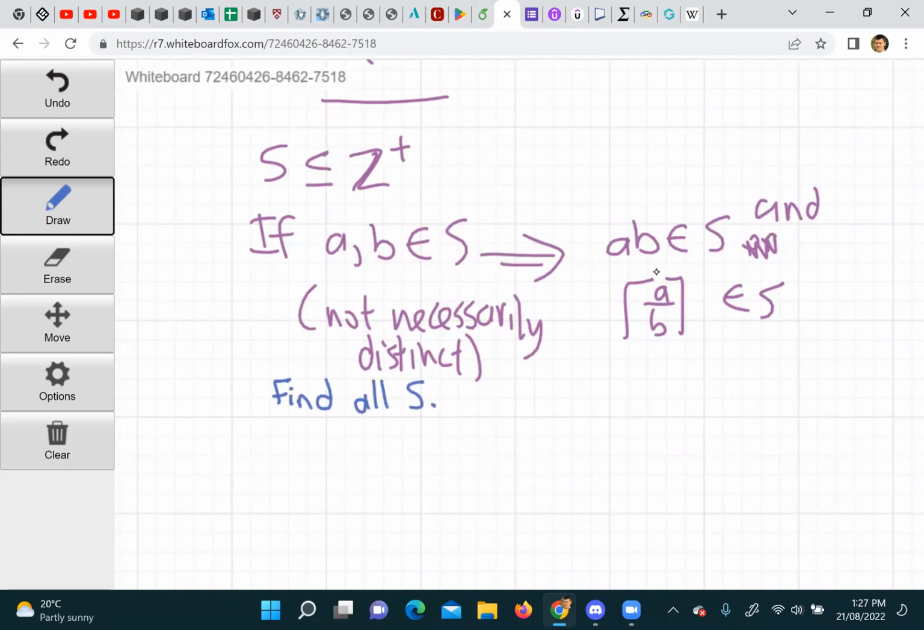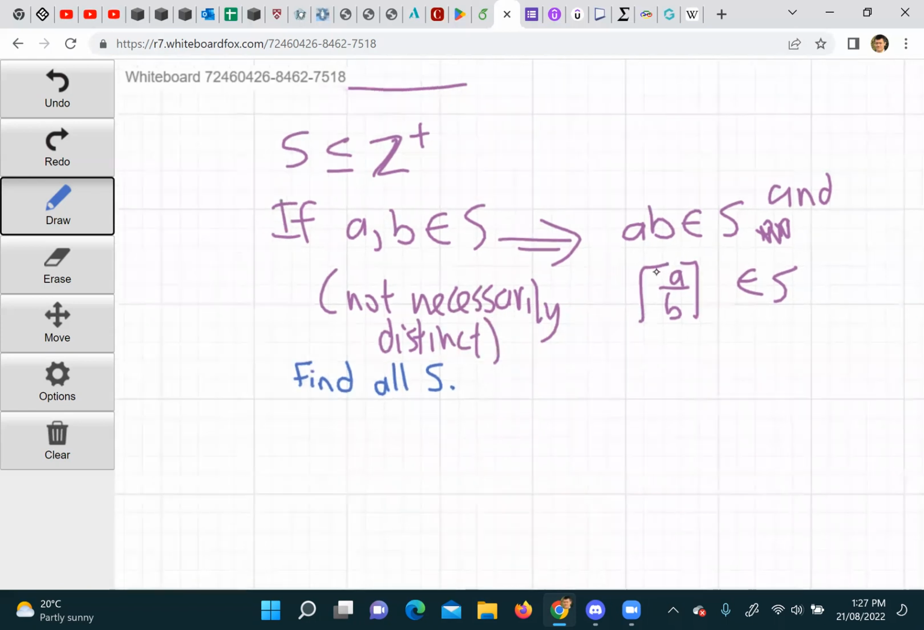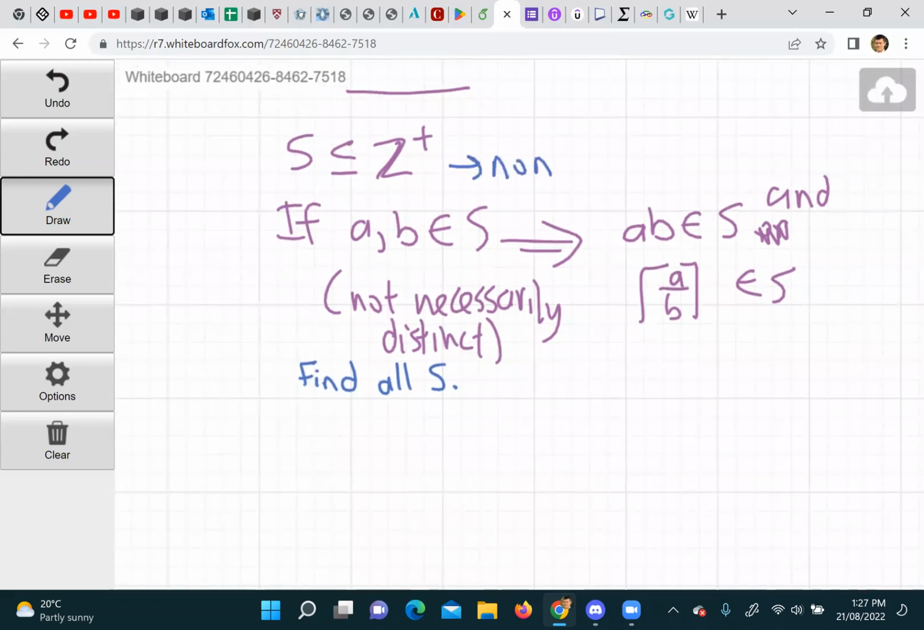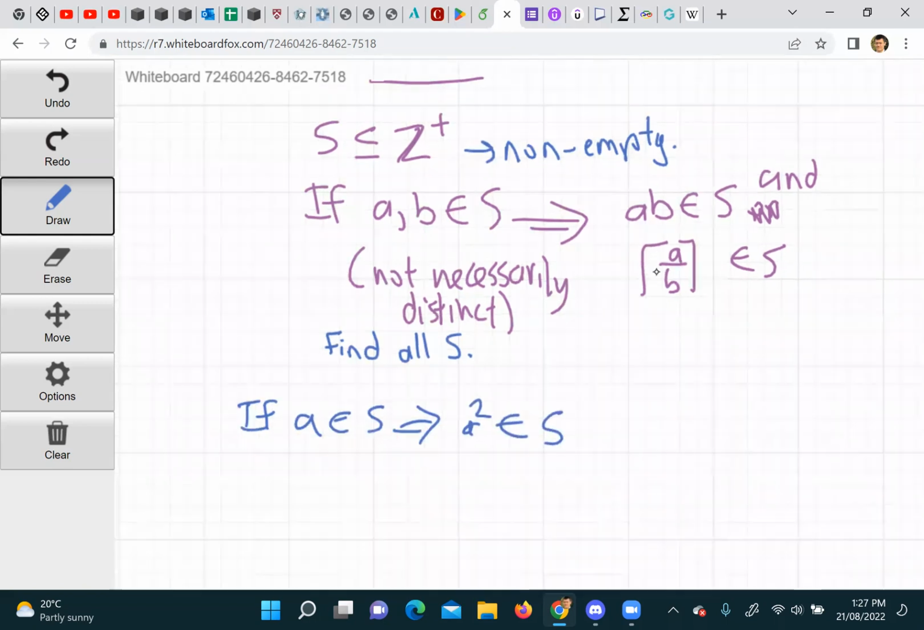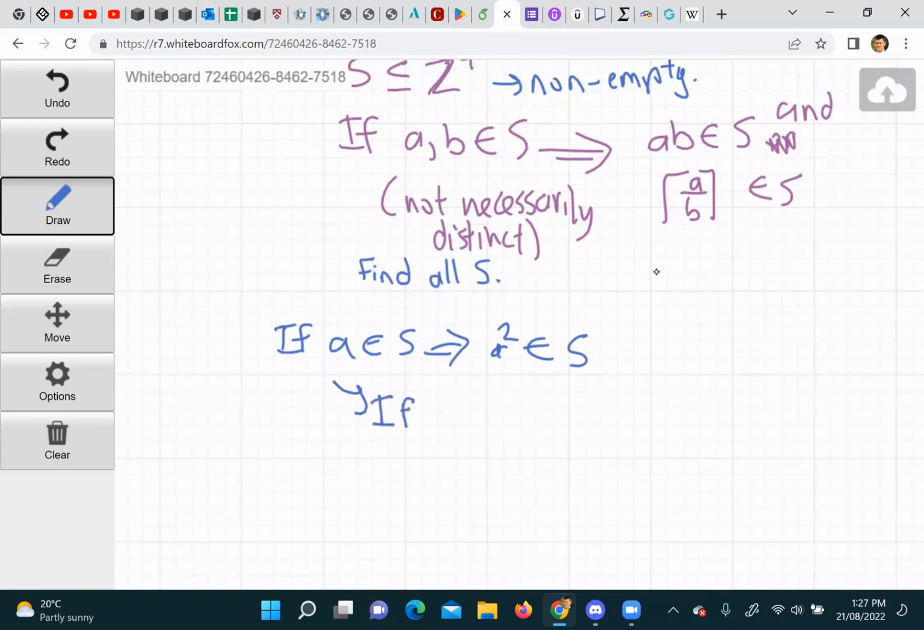Okay, so supposedly can S be the empty set? No, wait. Non-empty. Theoretically, it could be just one element. Okay, it can be 1. So firstly, we see if A is in S. Since it's not necessarily distinct, it means that A squared is in S, and A to the K is in S.